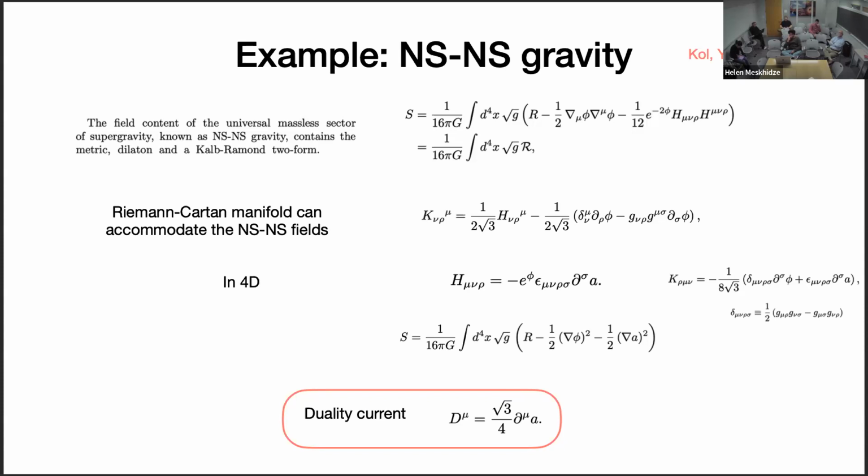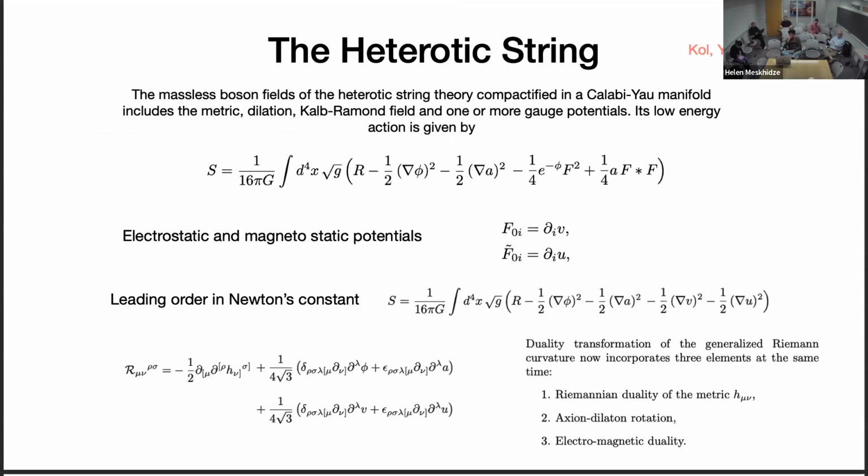Anyway, I'm running out of time, so I'll try to wrap up. In the heterotic string, in the linear approximation, we found that duality of the curvature tensor implements a few different dualities at the same time: duality of the Riemannian metric, axion-dilaton duality, and electromagnetic duality. This is evident from the structure of the curvature tensor in the heterotic string, which includes this field. So this duality of the curvature tensor implements all these types of duality at the same time.